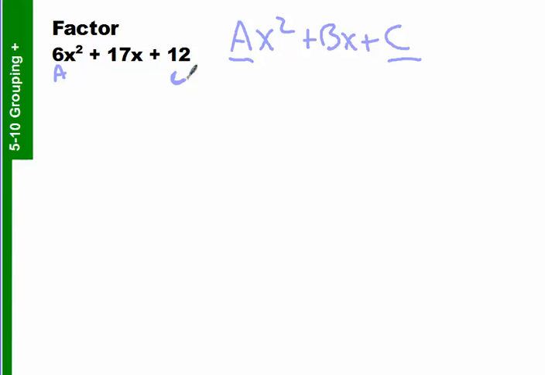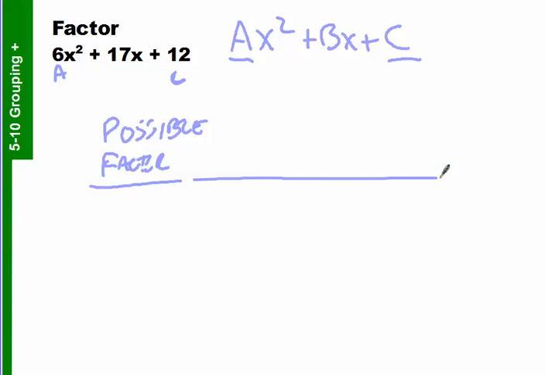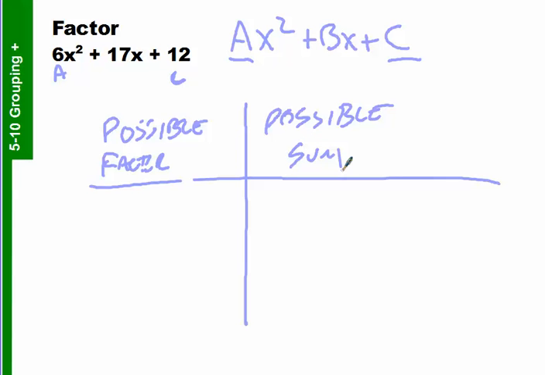So we are going to have a possible factor section and possible sum. And my possible sum has to be this b value here. So in this case, it's 17x.